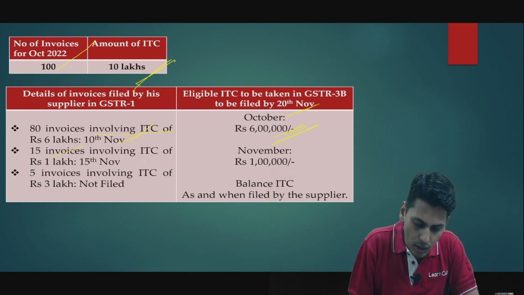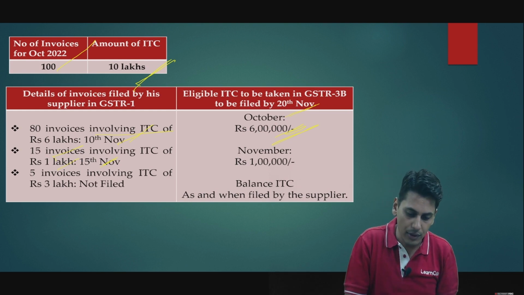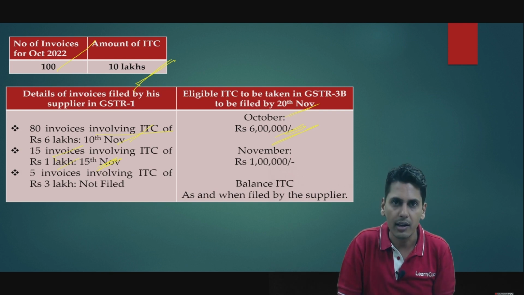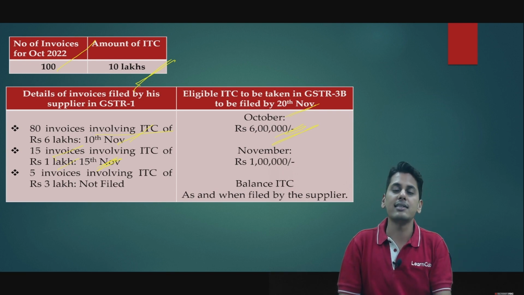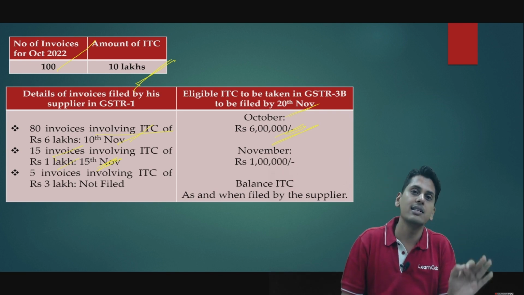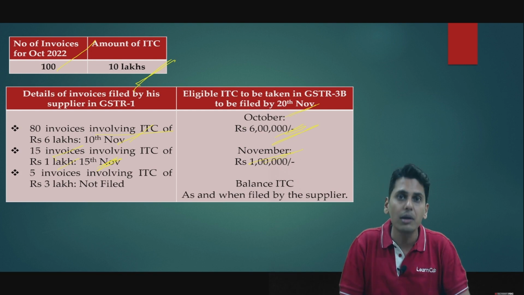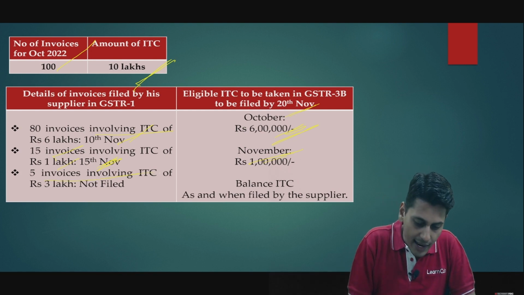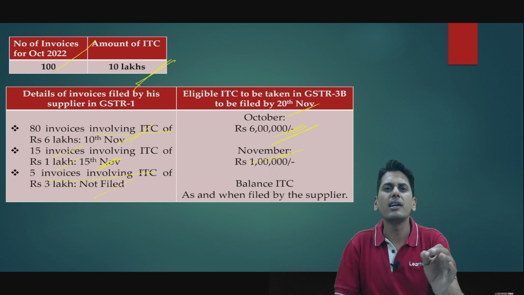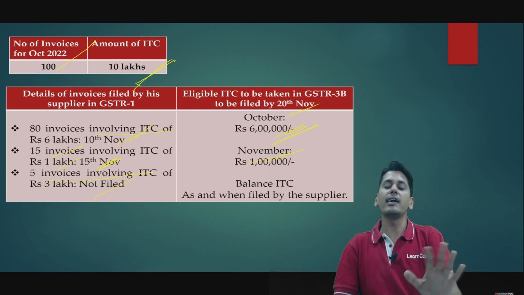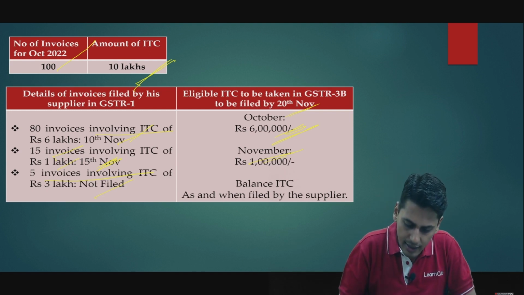15 invoices involving ITC of rupees 1 lakh is filed by 15th of November, which means it is filed after the due date. For the month of October, filed on 15th of November after the due date. Credit cannot be taken for the month of October because this will not appear in GSTR 2B of October. This would appear in GSTR 2B of November. So credit can be taken of this 1 lakh rupees only in the month of November GSTR 3B. 5 invoices involving ITC of 3 lakh is not filed at all. Credit cannot be taken at all. As and when, if at all, it is filed in future but before the last date for availment of input tax credit, as and when it is being filed, credit can be taken.